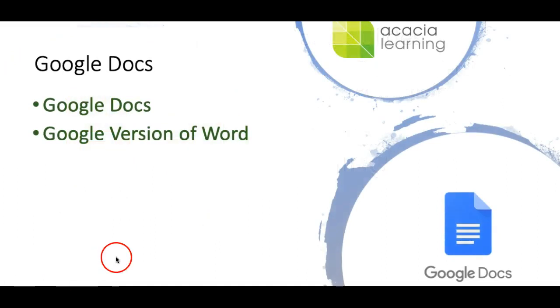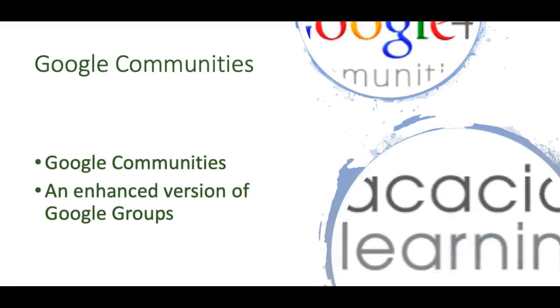Once we've done that, we can look at Google Docs, and Google Docs is the Google version of Word, or a word processing application. Google Docs again has a number of advantages in terms of collaboration and sharing. And finally, once we've done that, we'll look at something called Google Communities, which is a kind of enhanced version of Google Groups, which I think we're all familiar or possibly over familiar with.